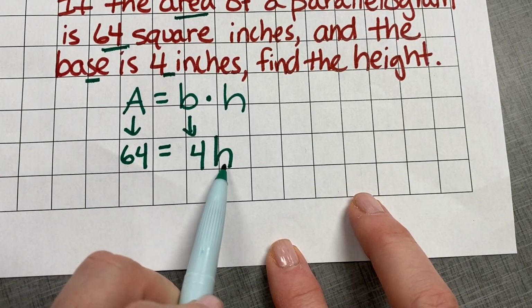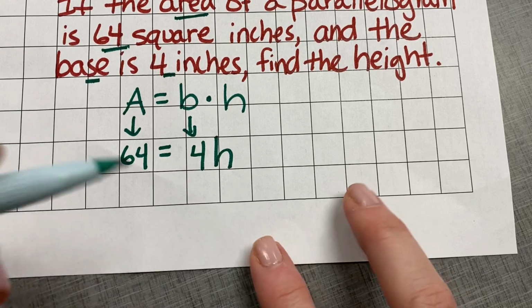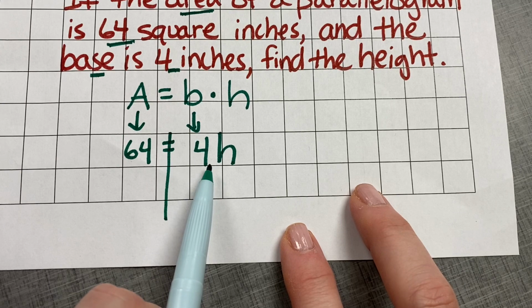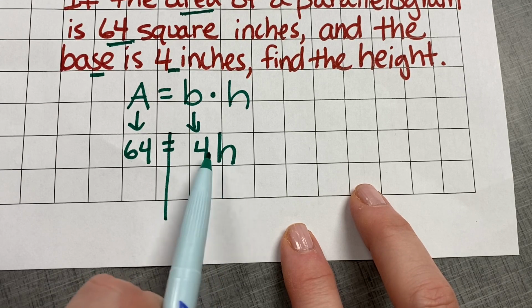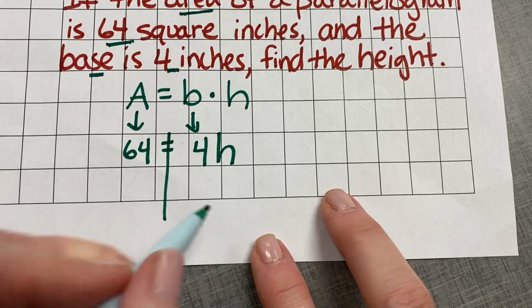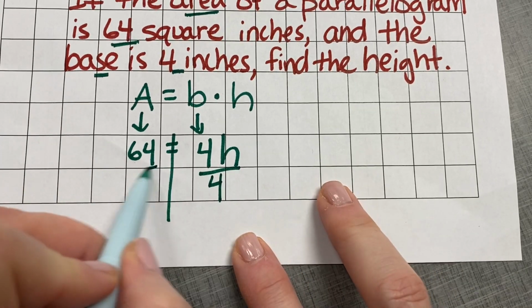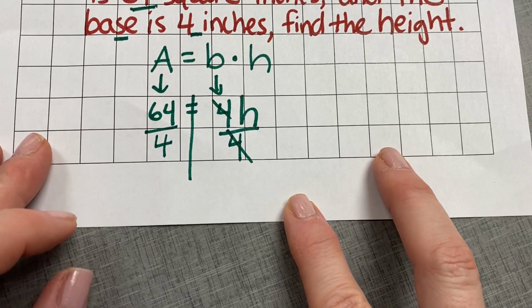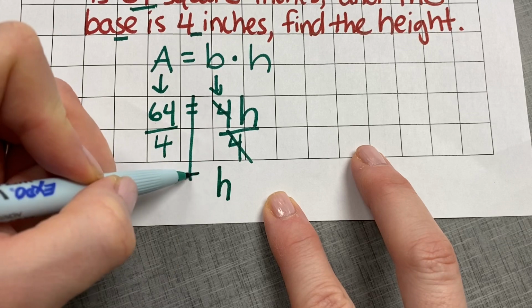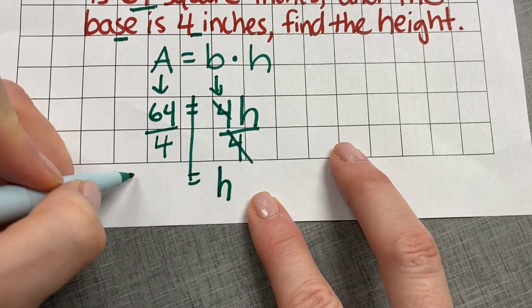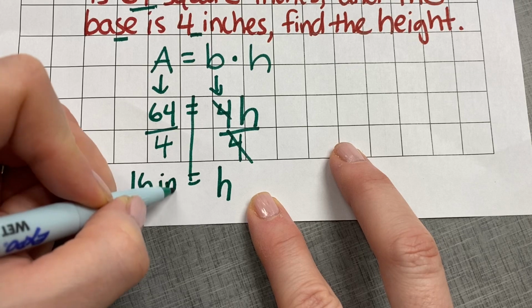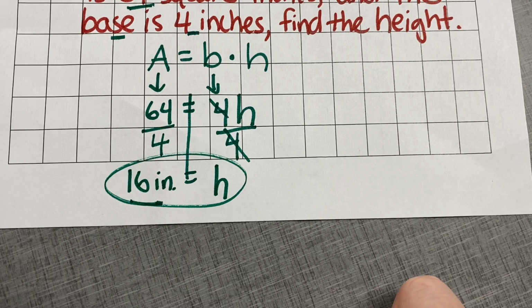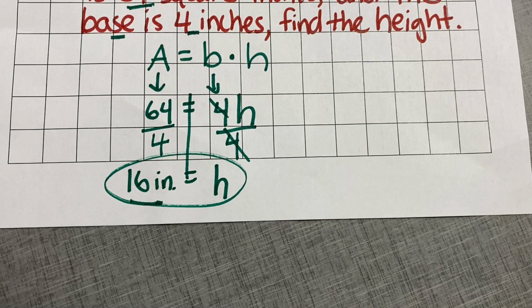To solve for height, which is what I'm looking for, I'm going to draw that vertical line. And I'm going to do the opposite operation that is currently being done with the 4 and the H. The opposite of multiplication is division. So I'm going to divide both sides of the equation by 4. 4 divided by 4 is 1, so those will fall out. Final answer, H equals 64 divided by 4 is 16. And then I'll put my units on. Height would be measured in inches in this problem. So height is 16 inches. So there you have it, just a little lesson on parallelograms.